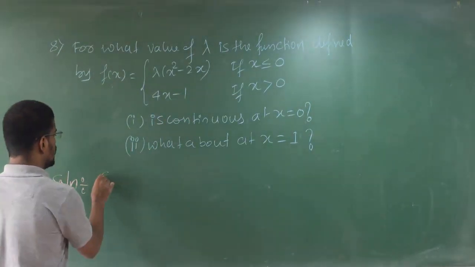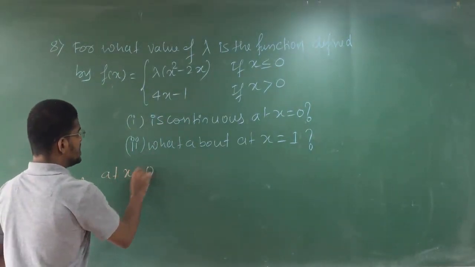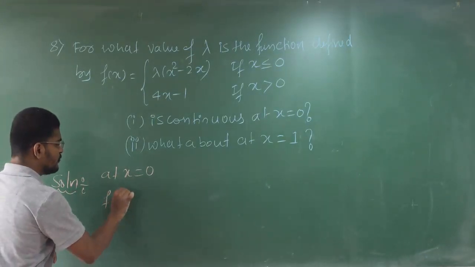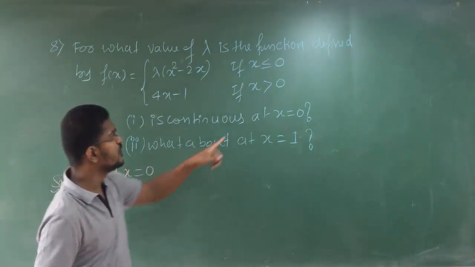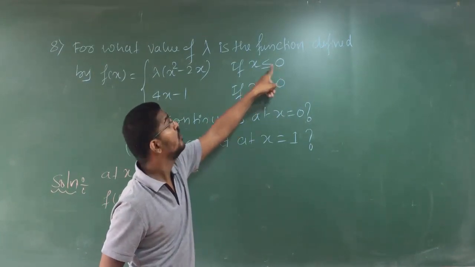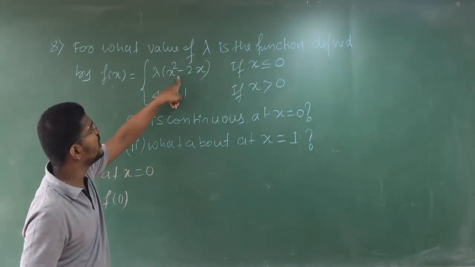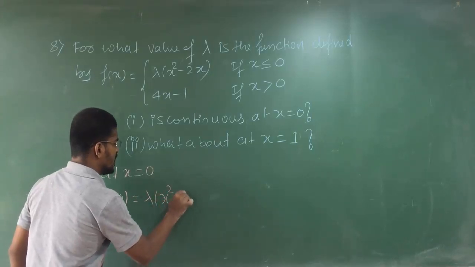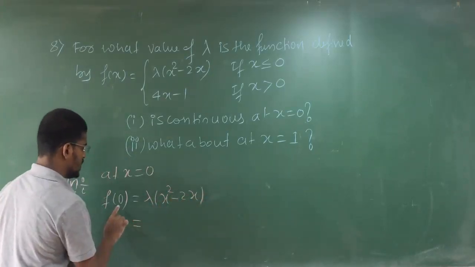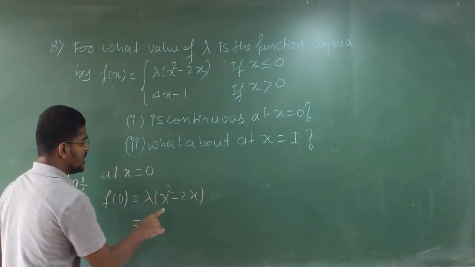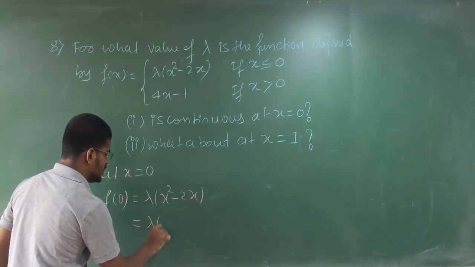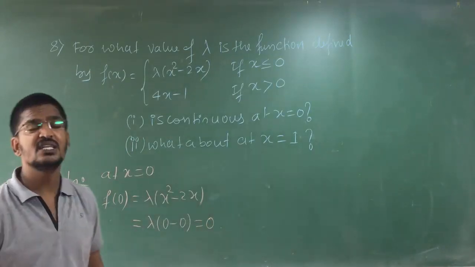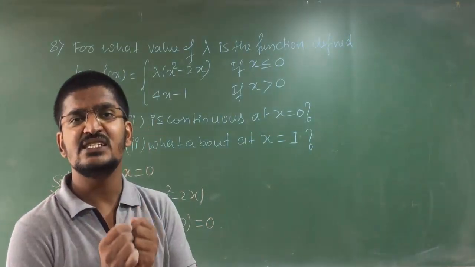At x equal to 0. First let us find f of 0. What is f of 0? The function is lambda x square minus 2x. Here the x value is 0. Therefore lambda into 0 minus 0 will be equal to 0. That means f of 0 is 0.